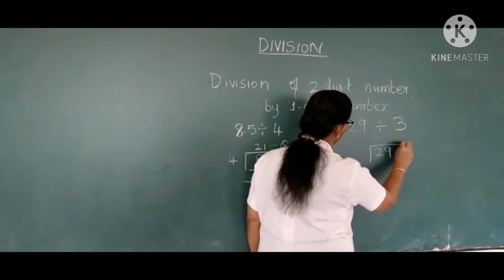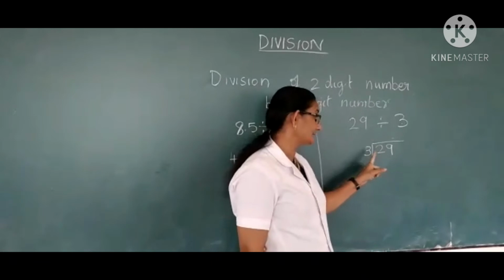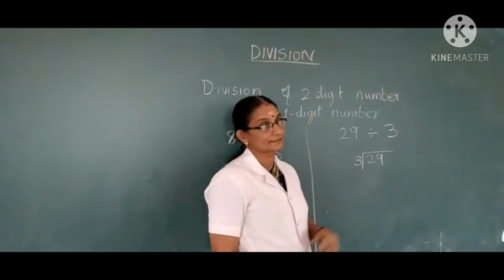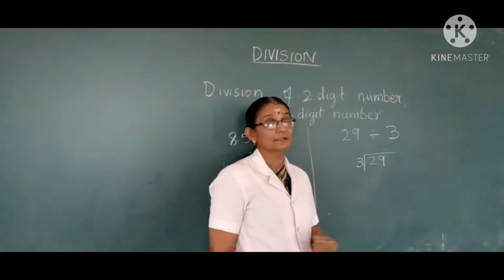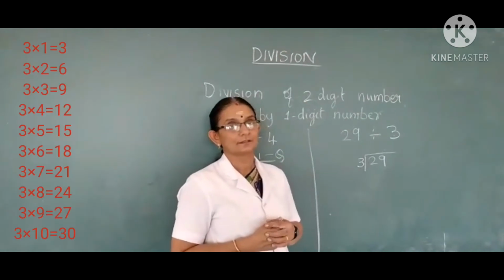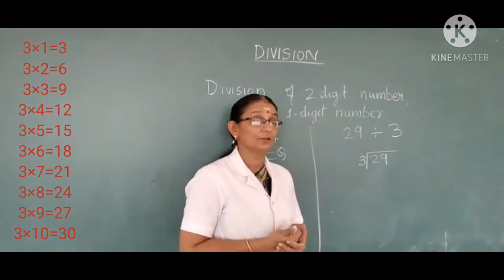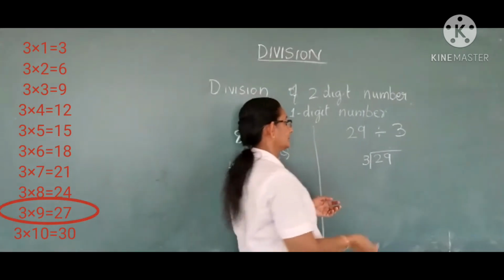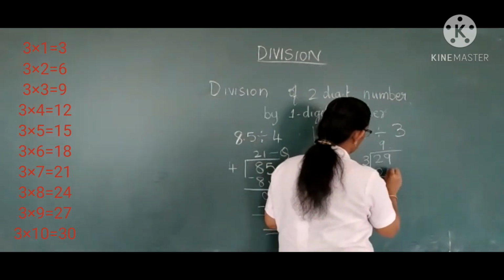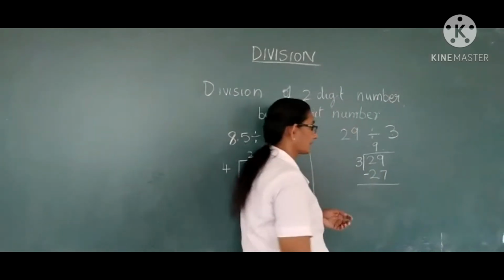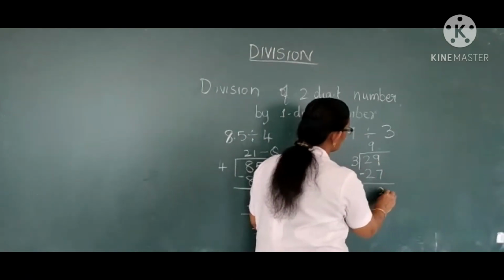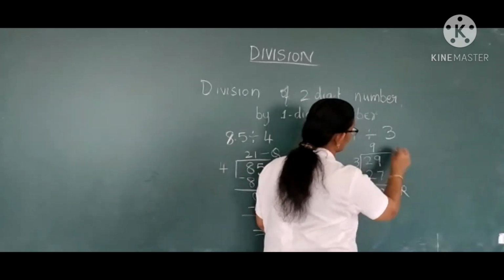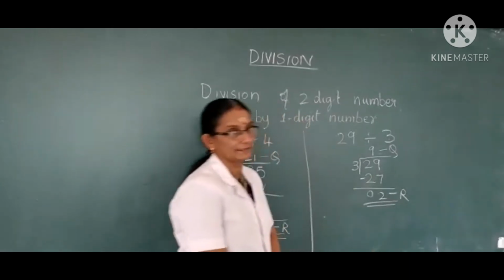29 divided by 3. So now children, we can see that 2 is smaller than 3. So, we have to consider all the digits here. That is, we have to see how many times 3 goes in 29. I hope you know the table of 3 and how many times it goes. Yes, 3 9s are 27, isn't it? 3 9s are 27. Now subtract and get 9 minus 7 is equal to 2 and 2 minus 2 is equal to 0. So here the remainder is 2. And the quotient is equal to 9.